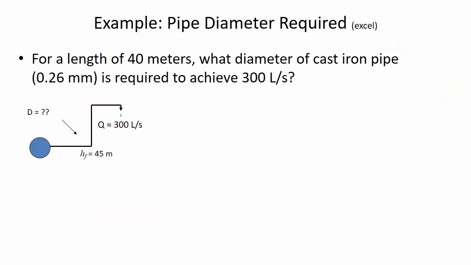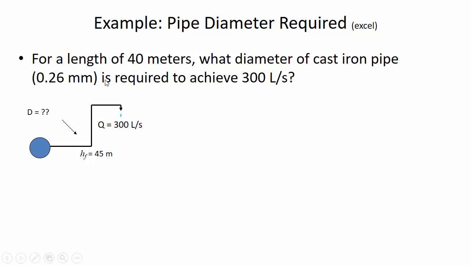We're going to take a look at this scenario. If we have a known pipe length and we know that the H sub F that's available is 45 meters, and so hopefully by now you have a sense what that means: it's kind of the driving force that's pushing the water through the pipeline. So we've got 45 meters of head to cause the flow to go through there, and what we want to make sure is that there's 300 liters per second going through the pipeline.